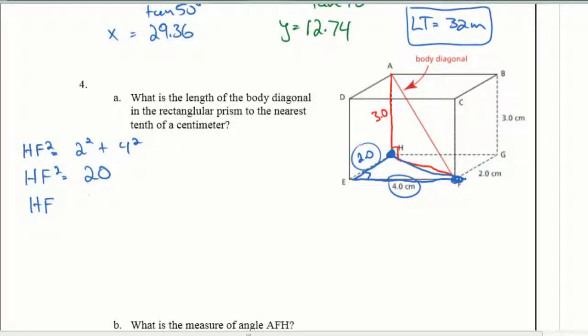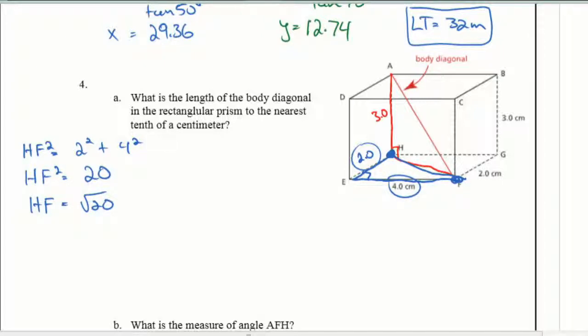HF is equal to the square root of 20, which is going to give me, well, I'm just going to leave it as the square root of 20. And I'll show you why that is in a second. All right, so HF is kind of the shared side.